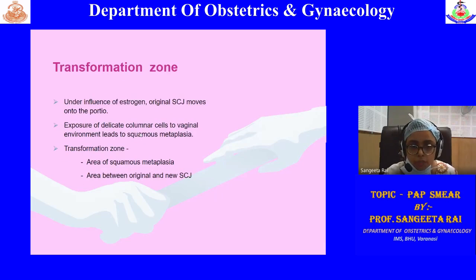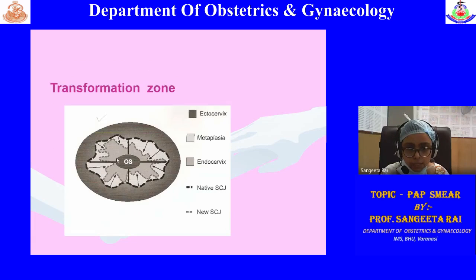Under the influence of hormones, mostly estrogen, this squamocolumnar junction moves either outside or inside. Then there is an exposure of these delicate columnar cells when they are exposed outside to the vaginal environment, which leads to squamous metaplasia. So the transformation zone may be the area of squamous metaplasia, or the area between the original and the new squamous junction.